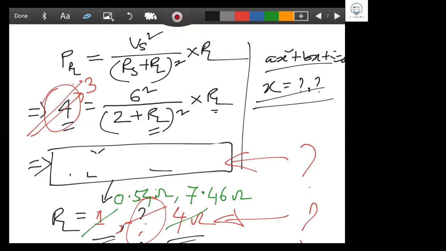Quadratic equation? Sir, the equation is 3RL square minus 24RL plus 12 is equal to 0. Tarannum, correct or not? Yes, sir. I got the same thing.